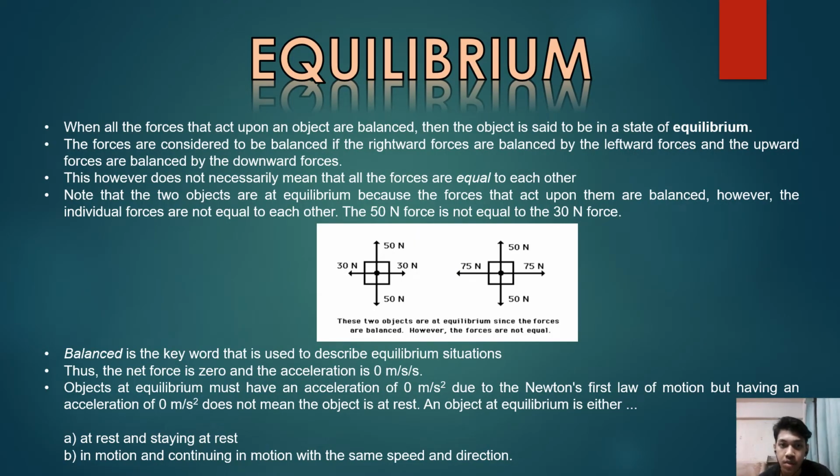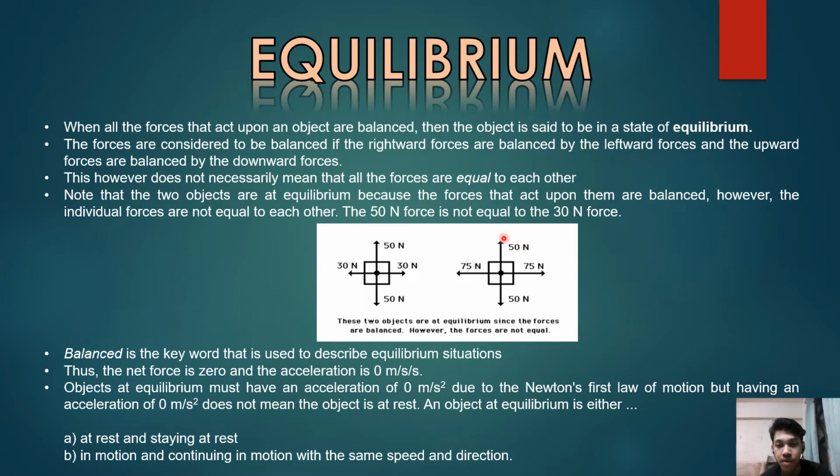Next, we are going to talk about equilibrium. When all the forces that act upon an object are balanced, then the object is said to be in the state of equilibrium. The forces are considered to be balanced if the rightward forces are balanced with the leftward forces, and the upward forces are balanced with the downward forces. This, however, does not necessarily mean that all the forces are equal to each other. Right here we can see in this diagram, the two objects are at equilibrium since the forces are balanced. However, all the forces that act upon this object are not equal.